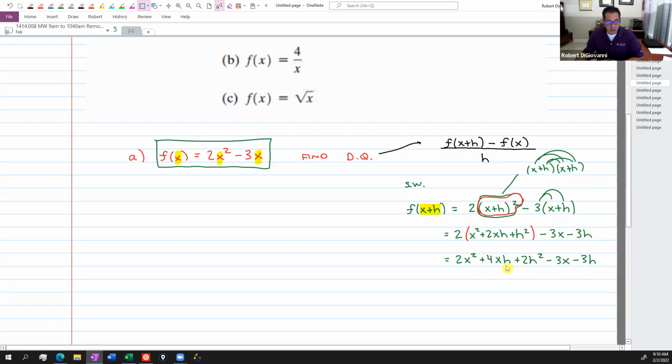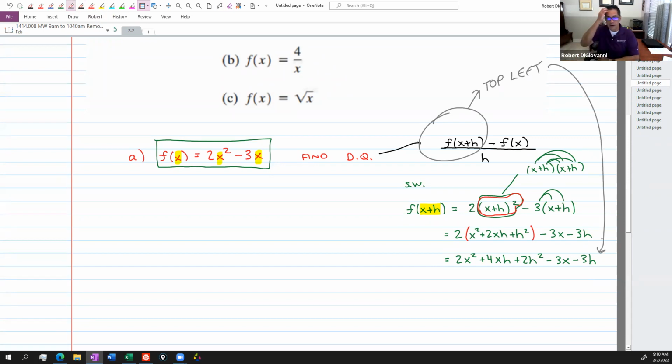So that's it. That's what f of x plus h is, all right? So in the difference quotient, this top left corner, right? This top left of the difference quotient will be what we just got there, all right? So that's the first part of my scratch work.